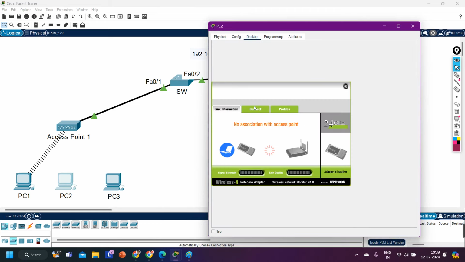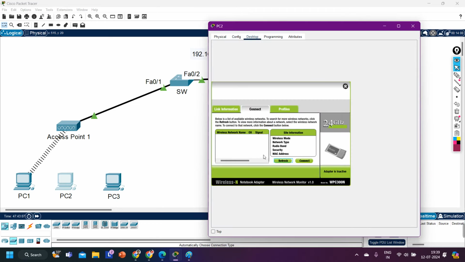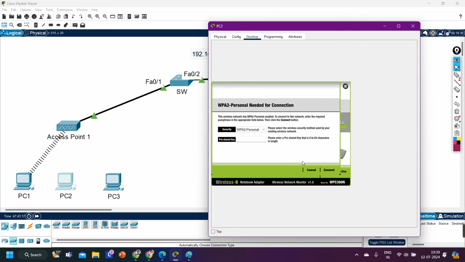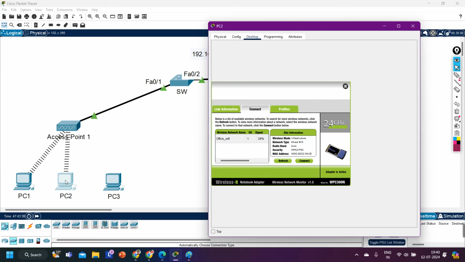So go to the wireless PC and then scan for available networks. Here you will see the SSID office underscore Wi-Fi. So click on it and click on connect, right? The security is WPA personal and the password is 123456789, right? So my SSID is office underscore Wi-Fi, and let's click on connect. And now you can see PC2 is also connected with the AP.